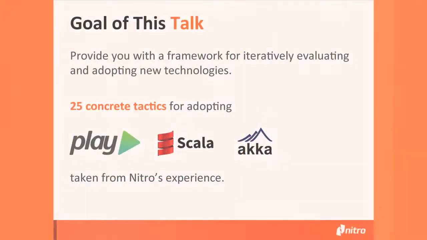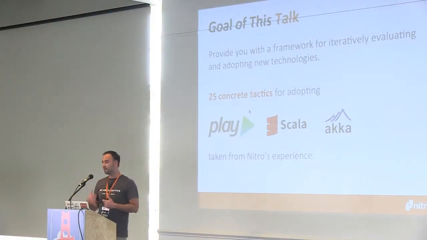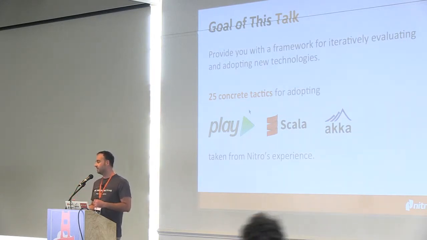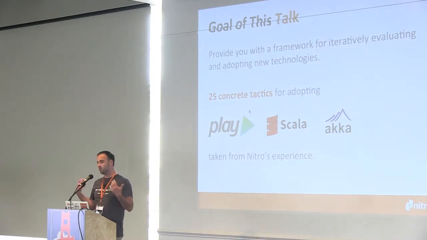But I'm here to talk about why we've adopted the type-safe stack at Nitro: Play, Akka, and Scala, of course. And rather than go through specific code examples, what I'm hoping to do is give you a framework for adopting new technologies at large, but also for adopting specifically Play, Scala, and Akka. I'm going to try to cover that by giving you 25 concrete examples of how we've done that at Nitro. This is actually work in progress, so I'd love to get your feedback on it.